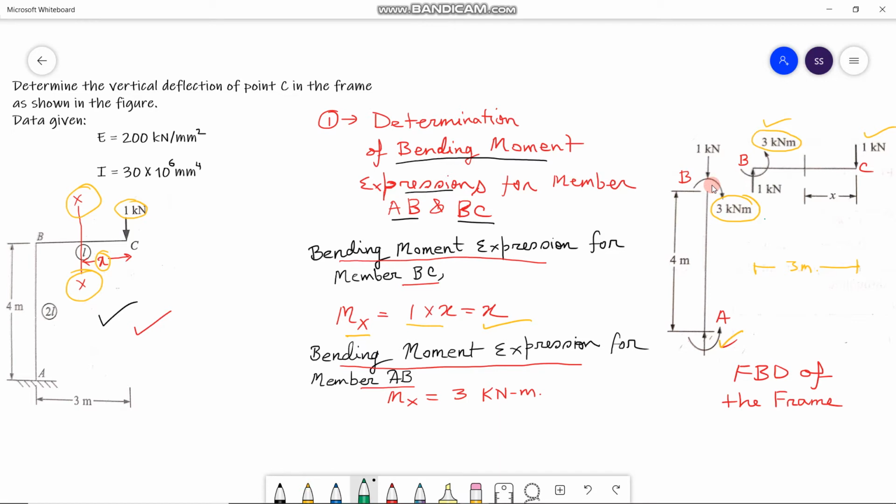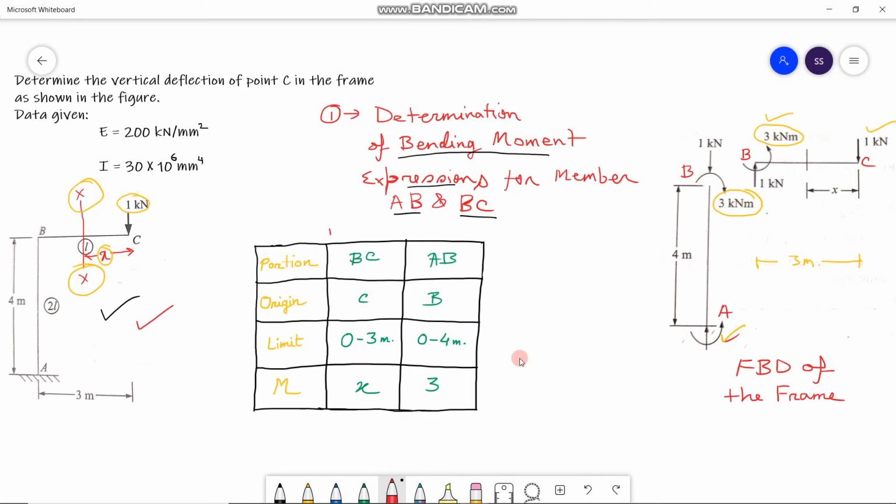In this regard, I should mention a certain point, that is, in order to calculate the bending moments, a section XX is taken at a distance x from the point C, and the bending moment calculations are done for the member BC and for the member AB. Based on the calculation we have done, this is the bending moment expression for the member BC, and this is the bending moment expression for the member AB.